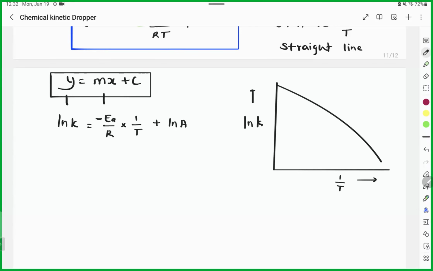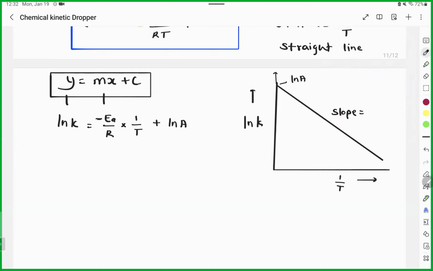Because if you are scared of the graph, you will not solve many graph questions. You feel it is tough, so you avoid it and solve some other thing. Here natural log A is the y intercept.